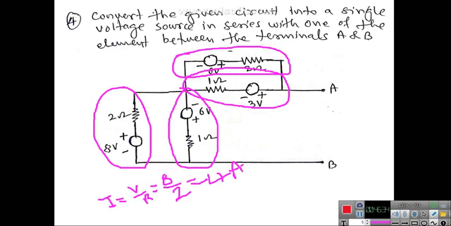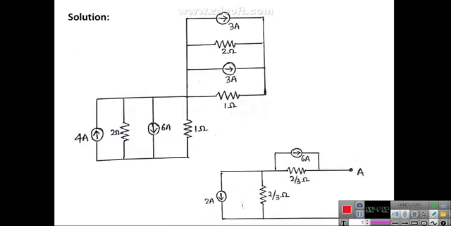Similarly, what is this one? 6 divided by 1, 6 ampere in parallel with the 1 ohm. Here 3 by 1, 3 ampere in parallel with the 1 ohm. Here 6 by 2, 3 ampere in parallel with the 2 ohm. So you need to redraw the network and mark the values of current in parallel with the resistances. If you redraw the network, now there are 4 current sources, each in parallel with its individual resistance.